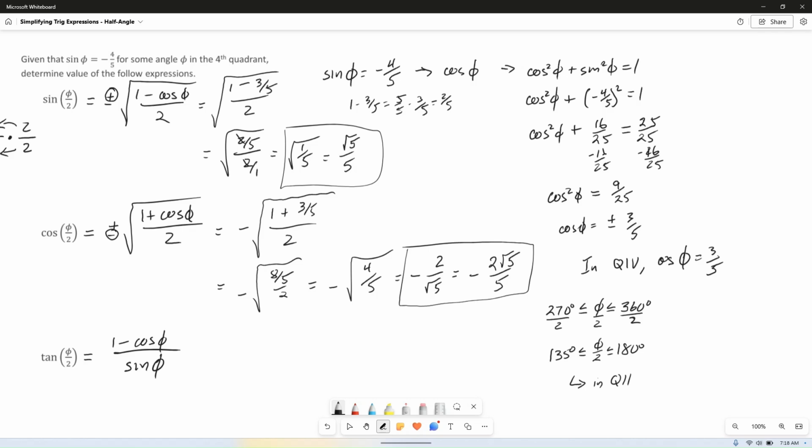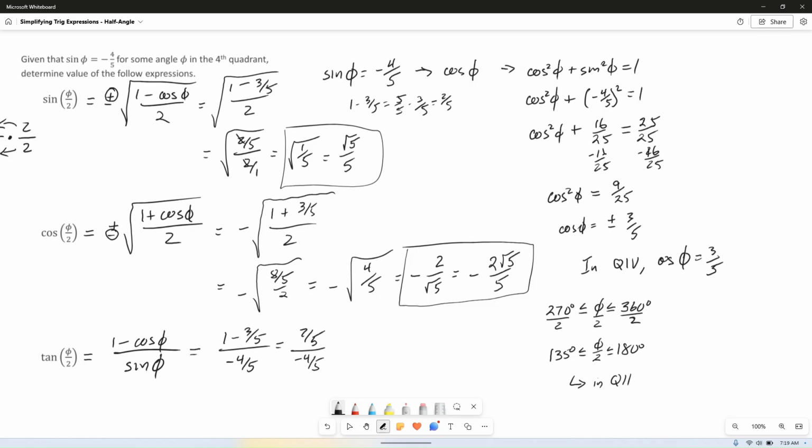And the last one here is we're dealing with, again, the tangent of phi over 2, which we rewrote as 1 minus cosine of phi over sine of phi. And so if we replace the cosine with 3/5, we have 1 minus 3/5 over the sine of phi, and we know sine of phi, we are given that, is a negative 4/5. So we have 1 minus 3/5 over a negative 4/5. So to simplify this, again, let's combine the terms in the numerator. So 1 minus 3/5, that's 5/5 minus 3/5, which is going to be 2/5 over a negative 4/5.